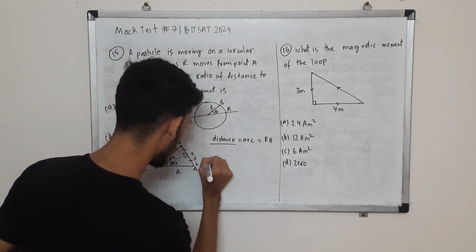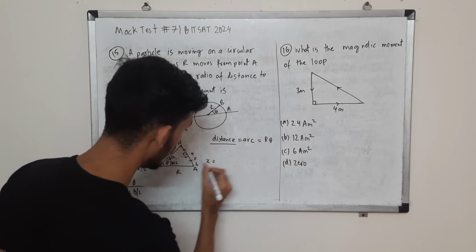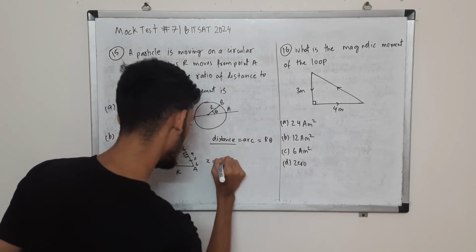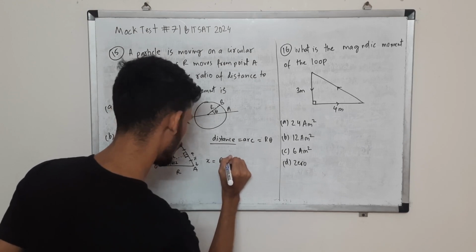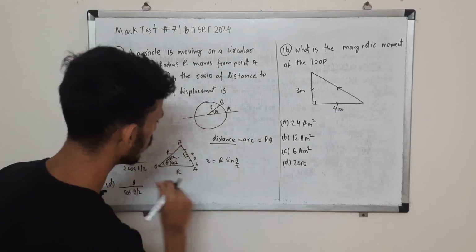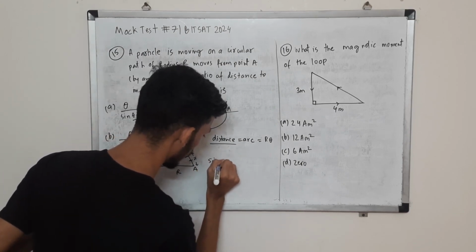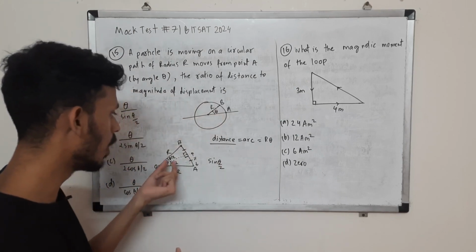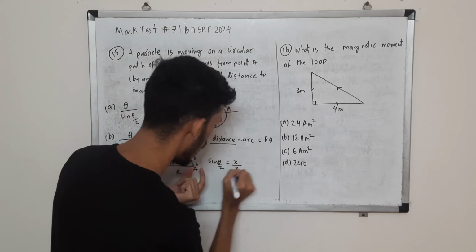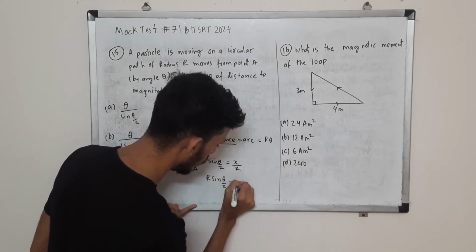X is nothing but, you can see it is opposite, right? So opposite will be sine theta. This distance r is the perpendicular. Just write sine theta by 2 in this triangle. Sine theta by 2 will be opposite upon hypotenuse. Opposite is x, hypotenuse is r. So r sine theta by 2 is x.